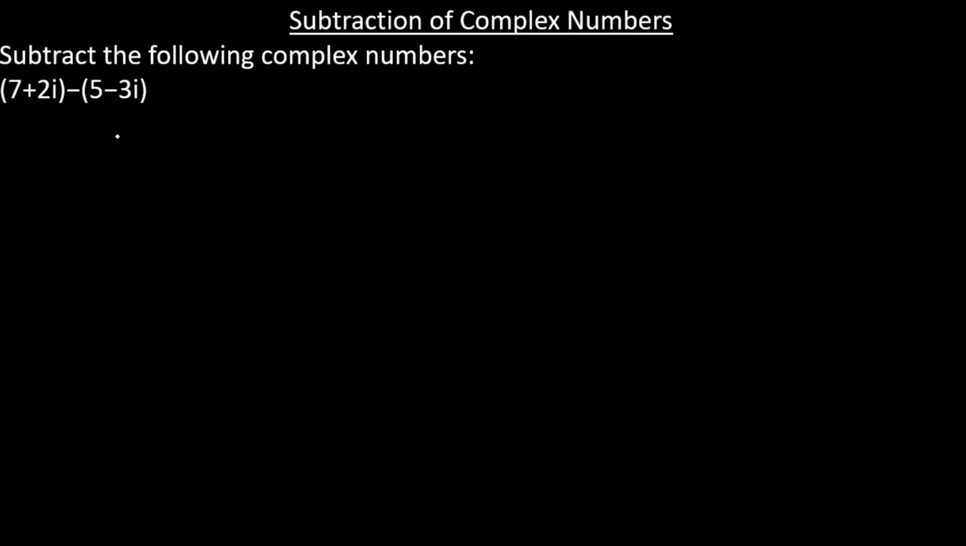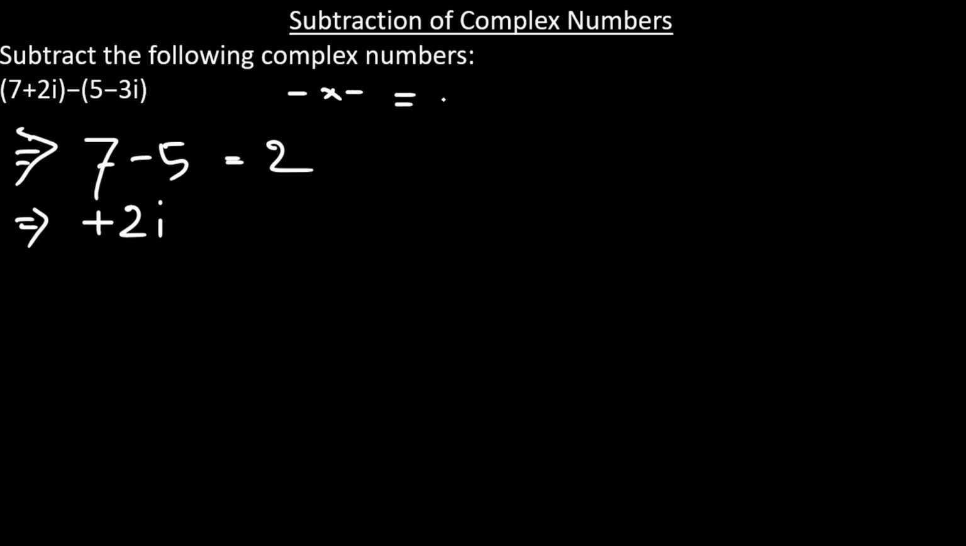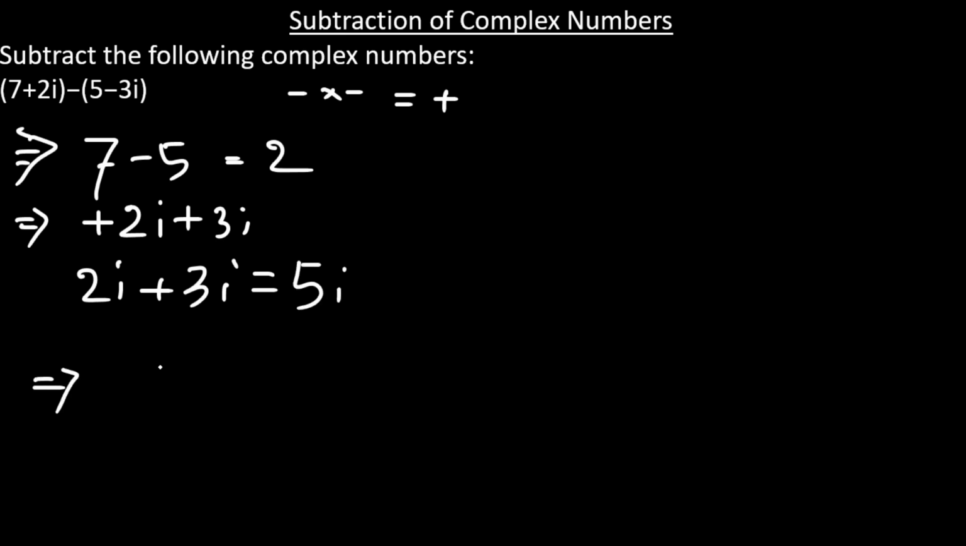Now come to the subtraction. Here also we need to subtract this way. 7 minus 5 equals 2, and here also plus 2i, and it's a minus multiplied with minus. Minus times minus will give me the positive result. So here also it's a positive 3i. So 2i plus 3i equals 5i. So the complex number after the subtraction gives me 2 plus 5i.